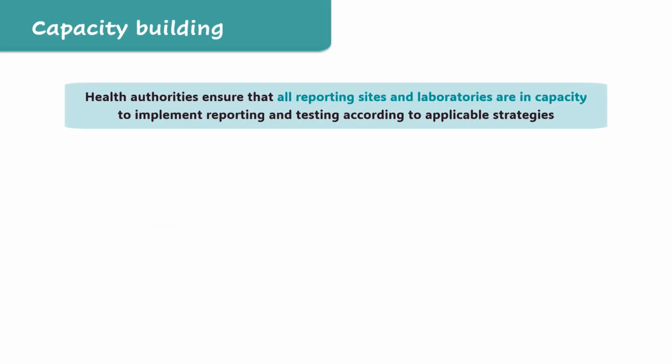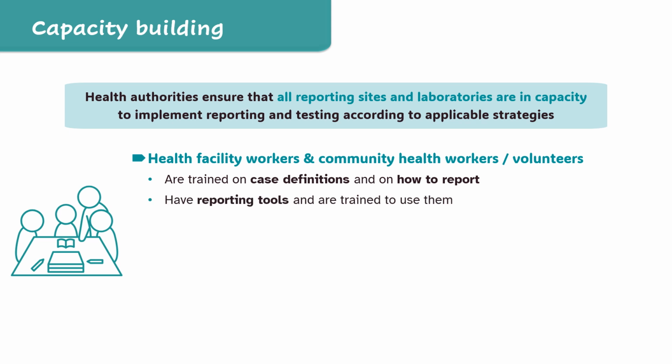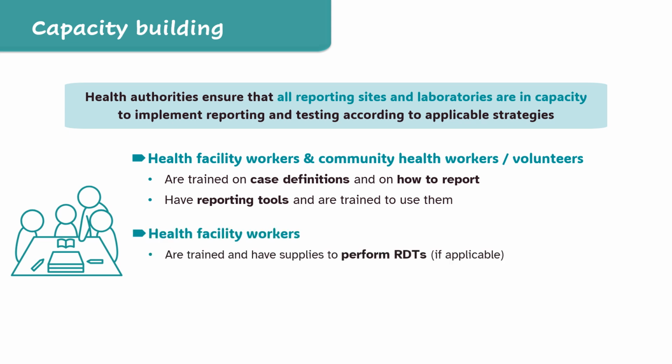Health authorities also ensure that all reporting sites and laboratories are in capacity to report and test suspected cholera cases according to applicable strategies. For example, they make sure that health facility workers and community health workers or volunteers are trained on case definitions and on how to report suspected cholera cases. Health authorities also make sure that these stakeholders have standard reporting tools on hand and that they know how to use them. In addition, health authorities also make sure that health facility workers are trained on how to perform RDTs and have the necessary supplies on hand.